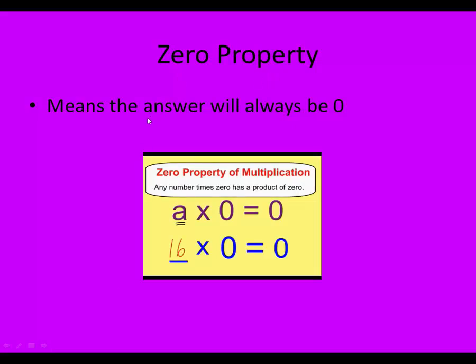The zero property means that the answer will always be 0. This one is really easy to pick apart too because you're always going to see the 0. So if you do a times 0, it's going to give you 0. If you do 16 times 0, it's going to give you 0. So if it's any number times 0, you know that it's the zero property because your answer will always be 0.